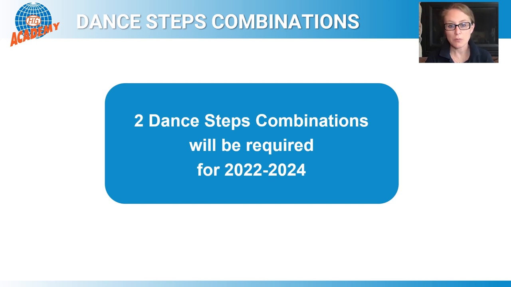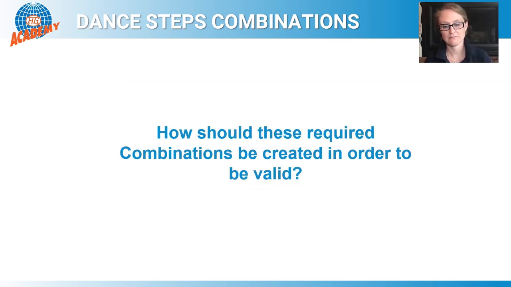This is extremely important now and also in the future because in the next code of points, which will be officially valid starting in the 2022 competitive season, two dance steps combinations will be required in a rhythmic gymnastics exercise. So it will be doubly important for both coaches and judges to understand and focus on creating these dance steps. How should these required combinations be created in order to be valid?